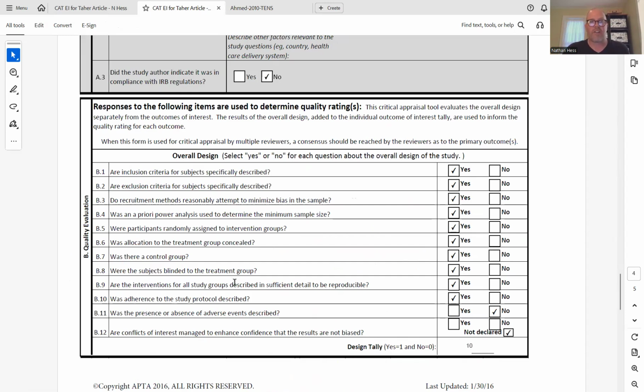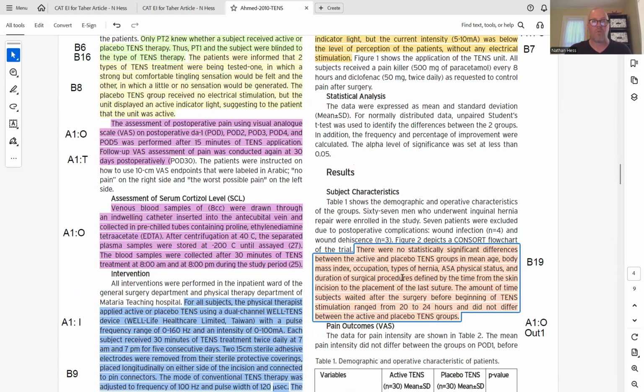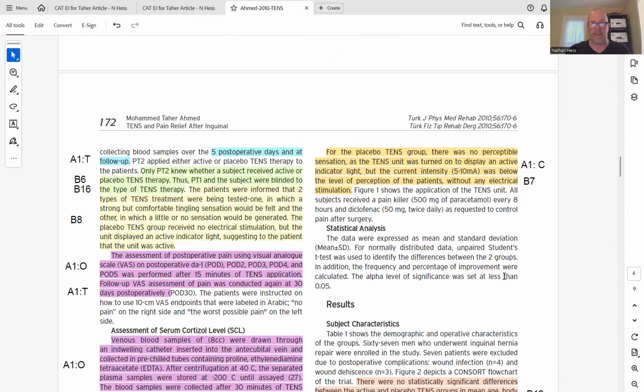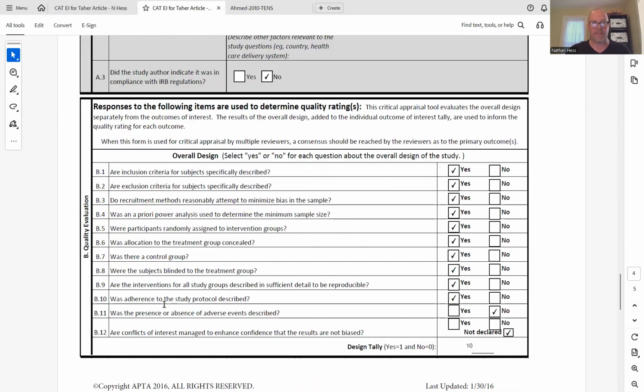Are the interventions for all study groups described in detail? Yes, they did a real nice job of telling us what they were going to do. This is all this right here. This is B9, telling us everything that they did. And then here's the placebo group, what they did there. So very, very clear what they did.